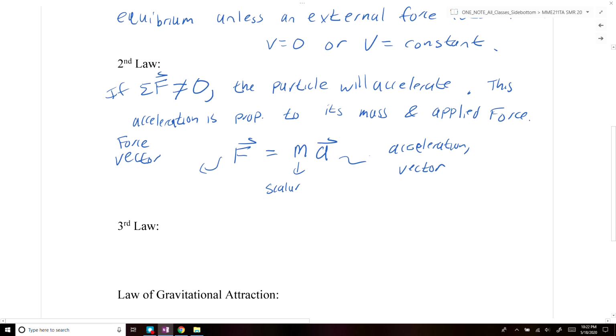Alright, and then Newton's third law is when an object applies a force on another particle, an equal and opposite force is applied back. So for every applied force, there's an equal and opposite force.